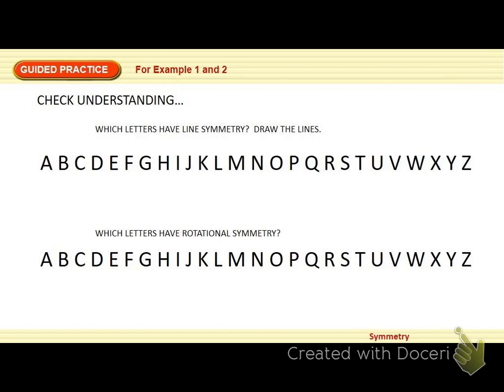All right. So try going through this, right? Coming through your line symmetry and rotational symmetry for all the letters in the alphabet. And stop the video and start it back up to see how you did.